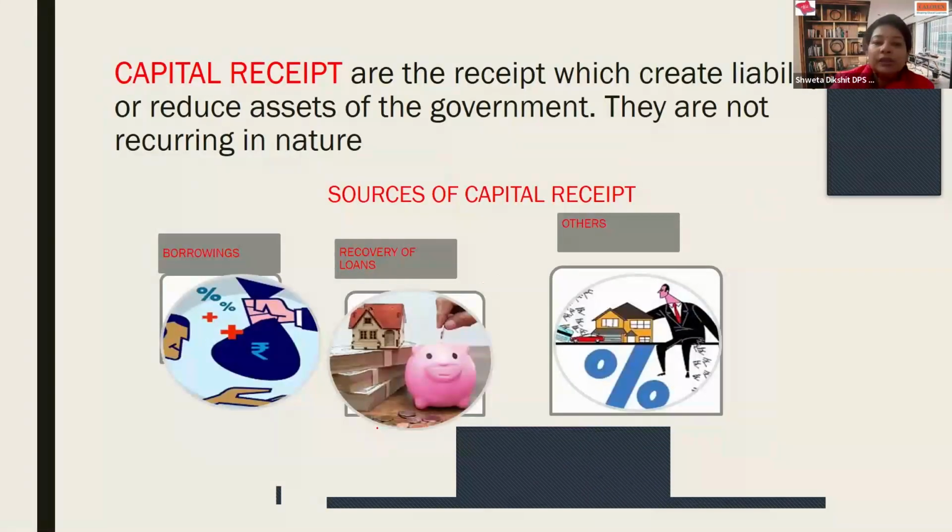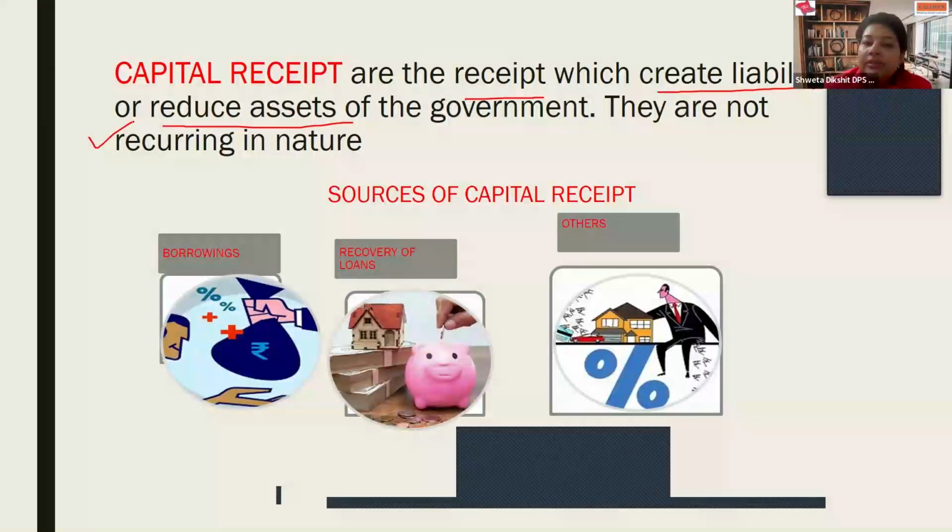Now coming to the various kinds of capital sources, that is capital receipt and capital expenditure. The capital receipts or expenditures are all about liability and asset reduction. That means the capital receipts are those receipts which are going to create liability or reduce the assets of the government. That means if the government has to sell some of the property or has to take a loan indirectly, they are definitely not recurring in nature. They are urgent in nature.